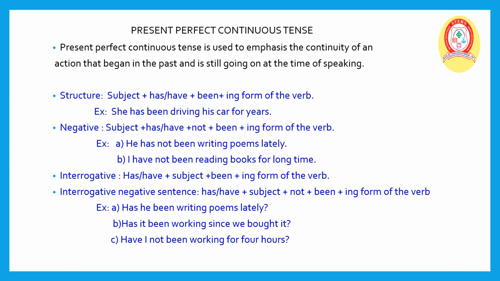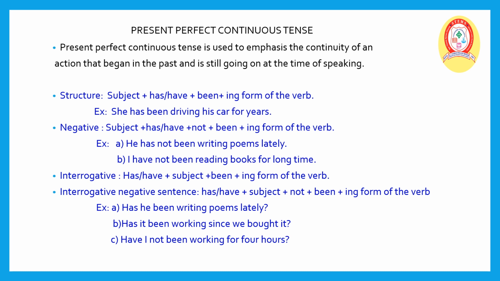I used to read books, but for some time I've stopped reading. Interrogative: has or have plus subject plus been plus the ing form of the verb. Interrogative negative sentence: has or have plus subject plus not. Whenever it is negative, we use the word not plus been plus the ing form of the verb.